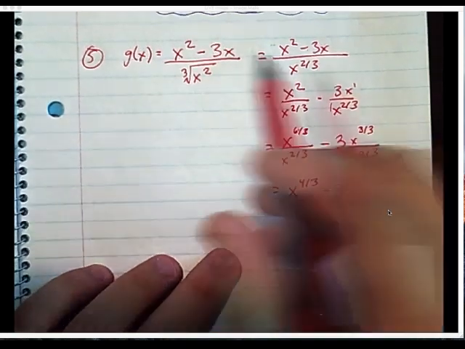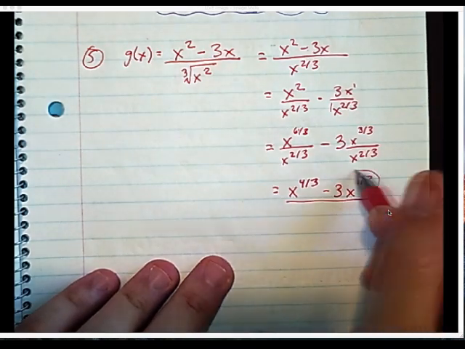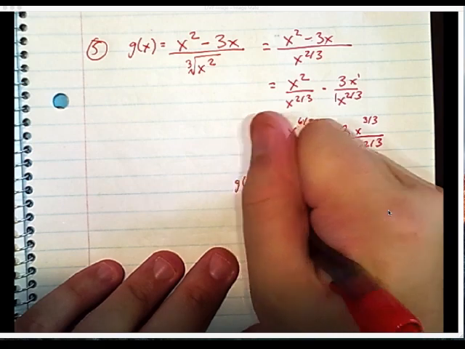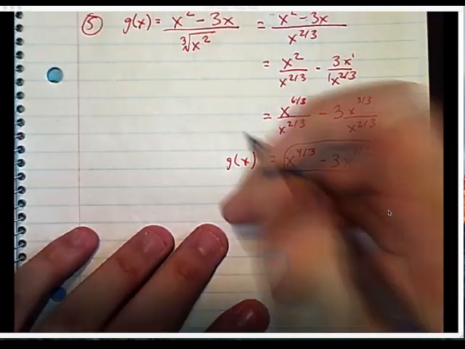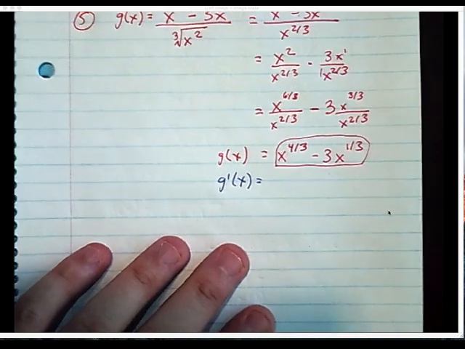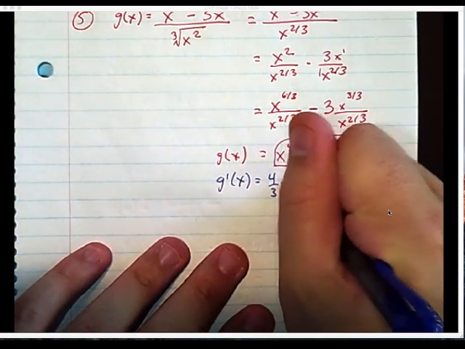Notice, by simplifying the original problem, you don't have a fraction anymore. So that's what the function is. That's another way to rewrite g of x. So when I take the derivative here, I don't have to use quotient rule at all. The 4/3 would come in front. I'd reduce that by a power.